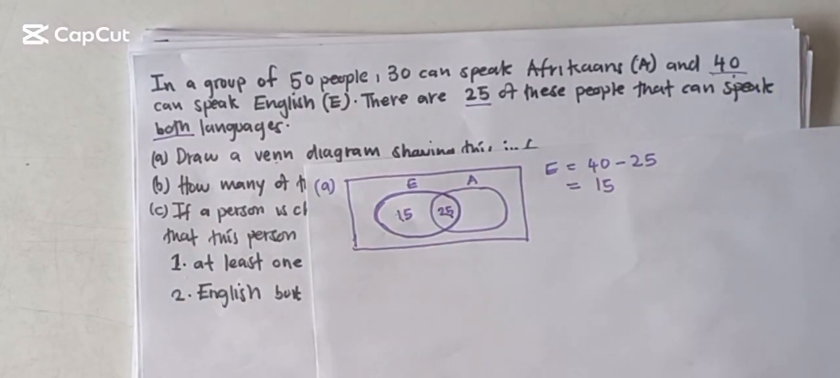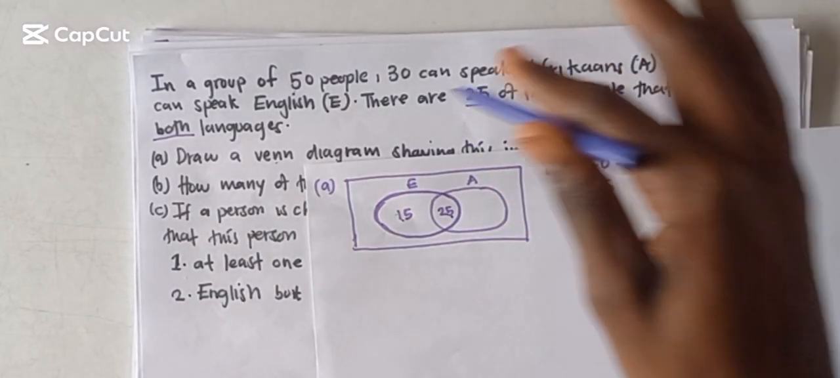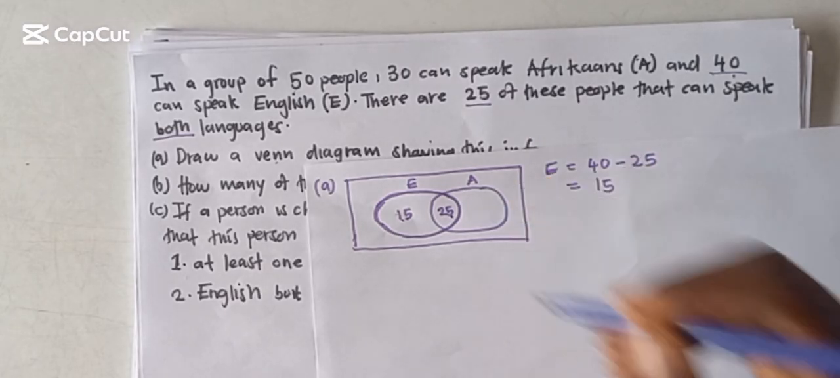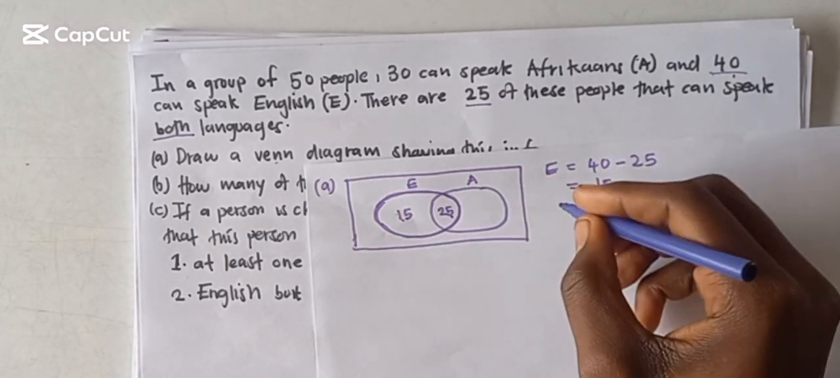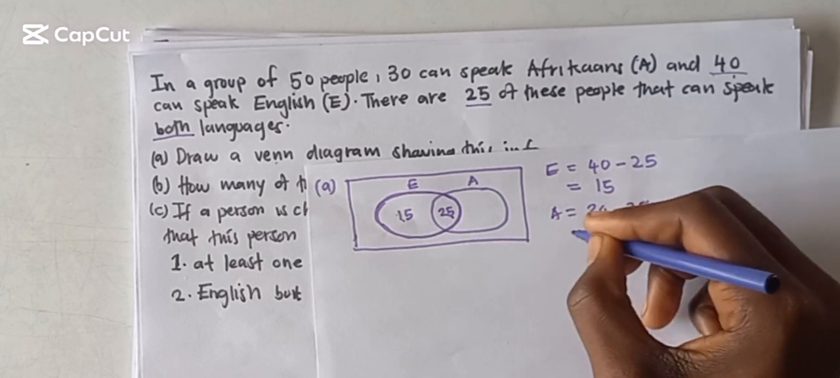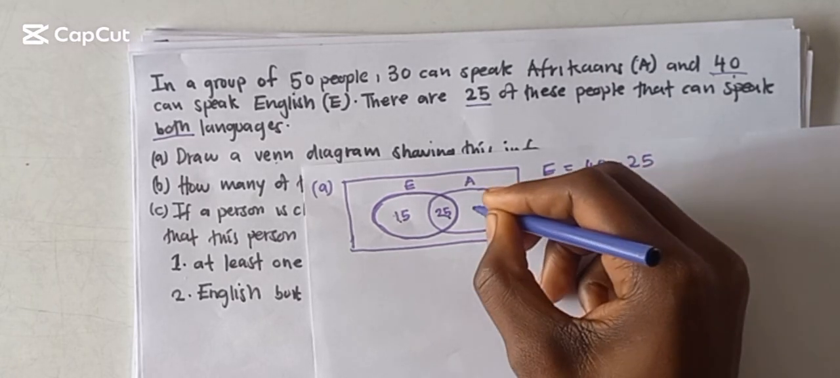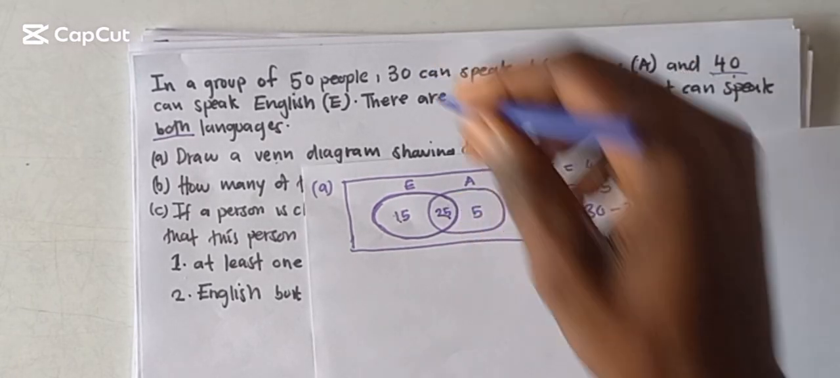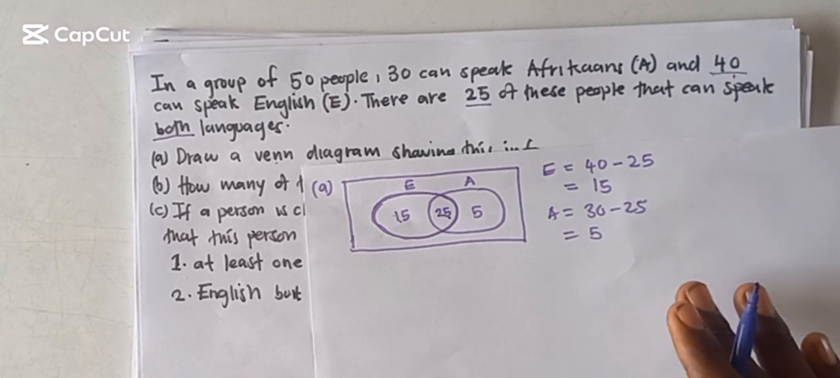So we're going to do the same thing for Afrikaans. How many can speak Afrikaans? 30 of them. We're not going to write 30 here. We're going to say Afrikaans is equal to 30 minus 25, which is equal to 5. So then we're going to write 5. 25 plus 5 is going to give us 30, yes.